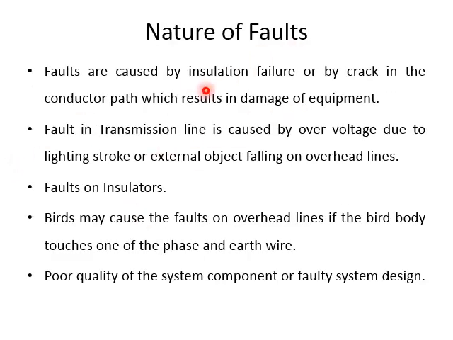So these are the causes of a fault. Nature of faults: faults are caused by insulation failure or by a crack in the conductor path, which results in damage of the equipment. A fault in the transmission line is caused by overvoltage due to a lightning stroke or an external object falling on overhead lines. Faults on insulators: there can be a chance of a lightning stroke happening on the insulator also. Birds may cause faults on overhead lines if the bird's body touches one of the phases and the earth wire.